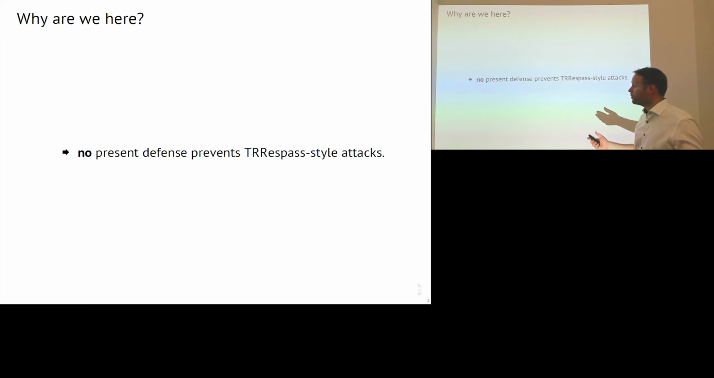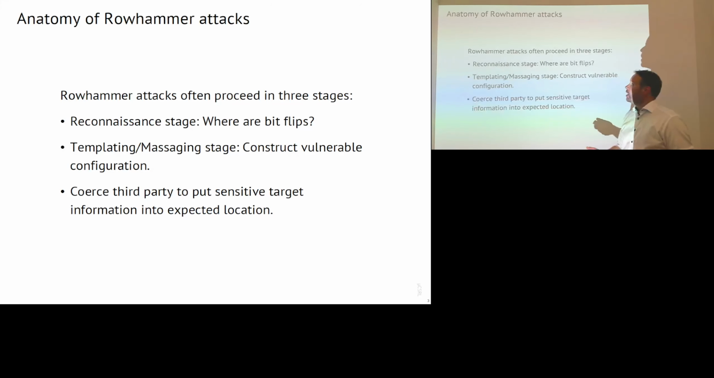So why are we all here? I think it's quite simple. Well, no prior defense prevents against Rowhammer-style attacks, and I also personally don't think that any of the prior defenses that were published in the last couple of years scale towards recognizing and preventing Rowhammer-style attacks.